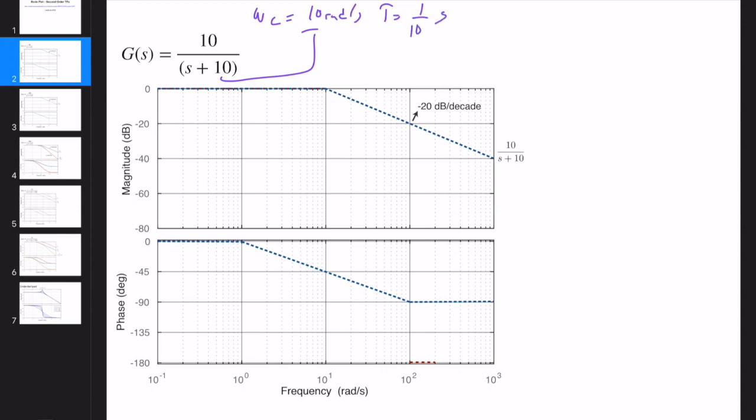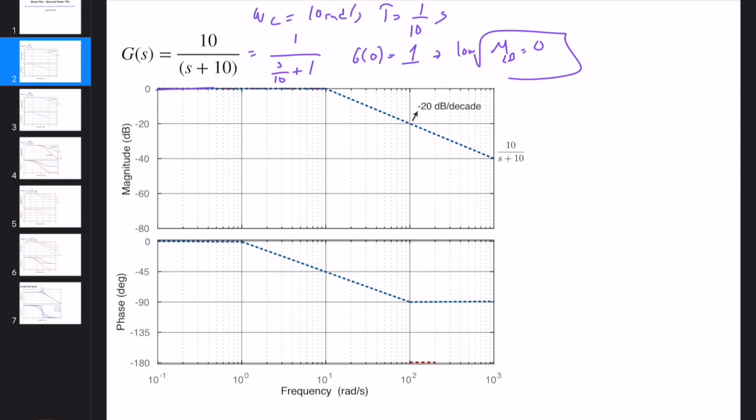Okay, so we know that we can write this transfer function in this form also, if you are more familiar with the other form, 1 over (s divided by 10 plus 1), which may be more helpful for some people. Okay, so first of all, what is the DC gain of the system? G of 0 is equal to 1, and from this we know that at low frequencies, magnitude will be equal to 0 dB.